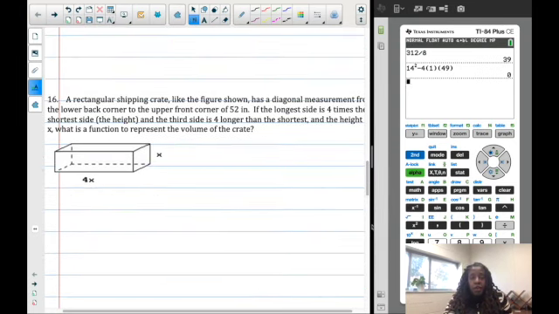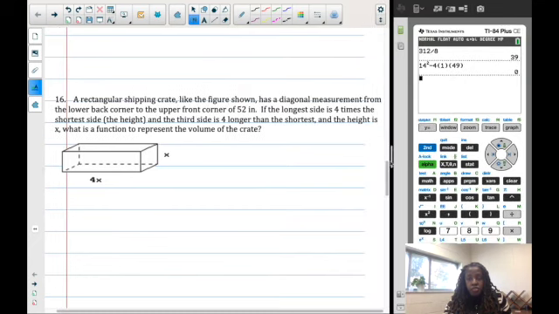There we are. All right, the rectangular shipping crate, like this figure, has a diagonal measurement from the lower back corner to the upper front corner of 52 inches. If the longest side is 4 times the shortest side, and the height is the shortest side, and the third side is 4 inches longer than the shortest, and the height is x, what is a function to represent the volume of the crate?